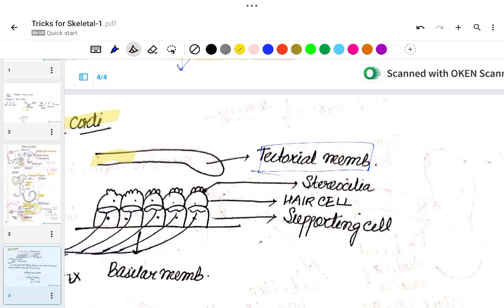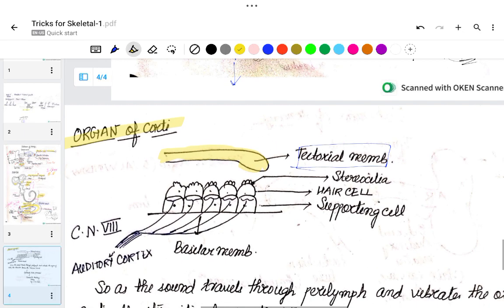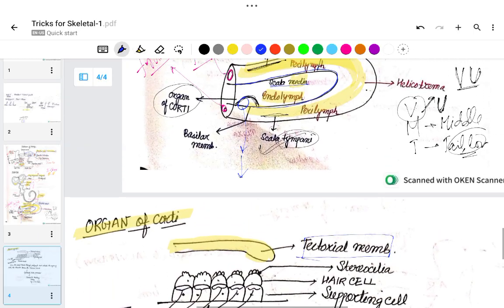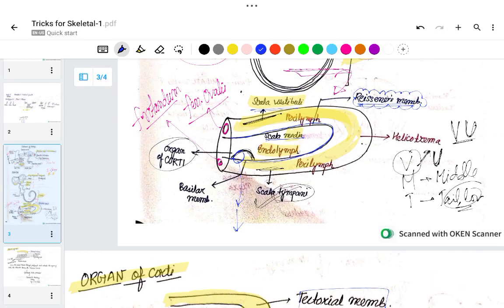This part is called the tectorial membrane. This vibrates. Then we have the basilar membrane, which we have already studied here. This part is the basilar membrane. The resonance membrane is above, and inside it we have the basilar membrane.